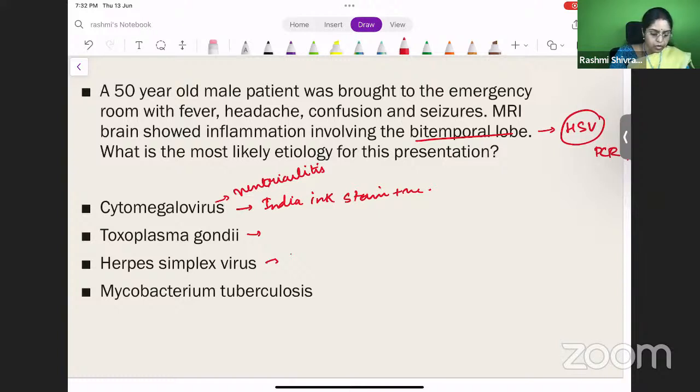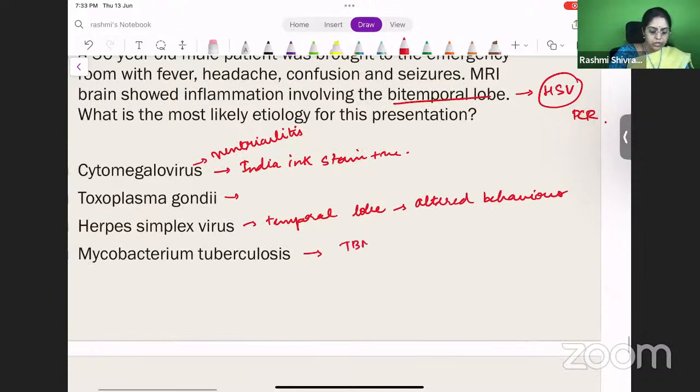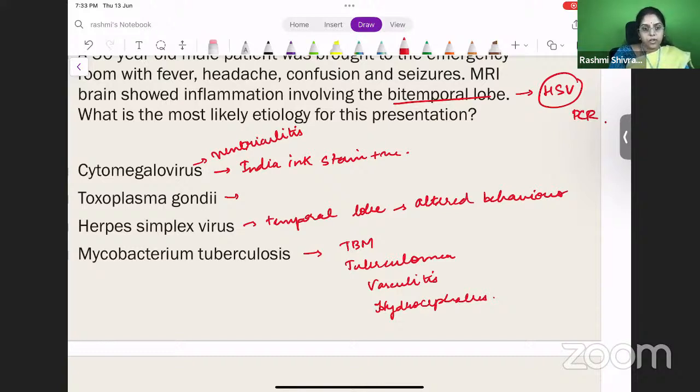Herpes simplex, like I told you, the temporal lobe will be involved. The limbic system will be involved, so the patient will have altered behavior. Emotion is affected, so the patient will have altered behavior. Mycobacterium tuberculosis, there are multiple ways in which it can affect the brain. Like we all know, TB meningitis. Tuberculoma can be there. It can also cause tuberculous vasculitis. If the tuberculous exudates are blocking the flow of the CSF into the subarachnoid space, the patient can have hydrocephalus. So there are multiple ways in which tuberculosis can affect the brain. Okay, so the answer for this question will be herpes simplex virus.